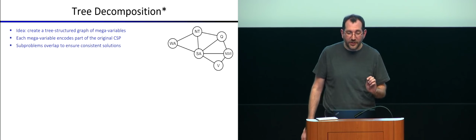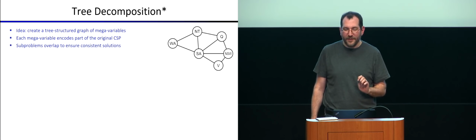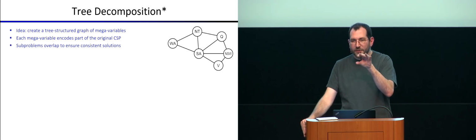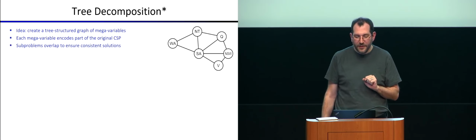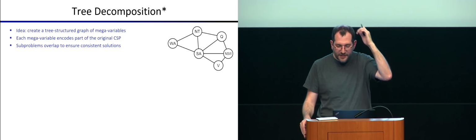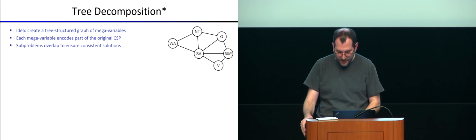So the idea here is that we're going to create a tree structured graph, but it's not going to be the same variables. They're going to be mega variables. And the variables here are going to be little clumps or cliques of variables in the original graph. So each mega variable is going to encode part of the original CSP, and the outer CSP is going to be something that coordinates them.